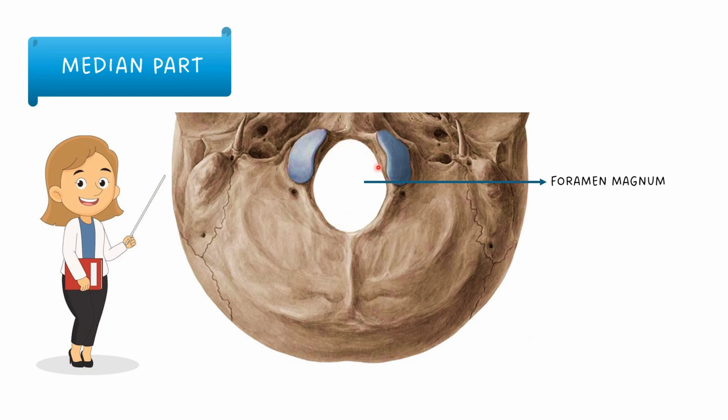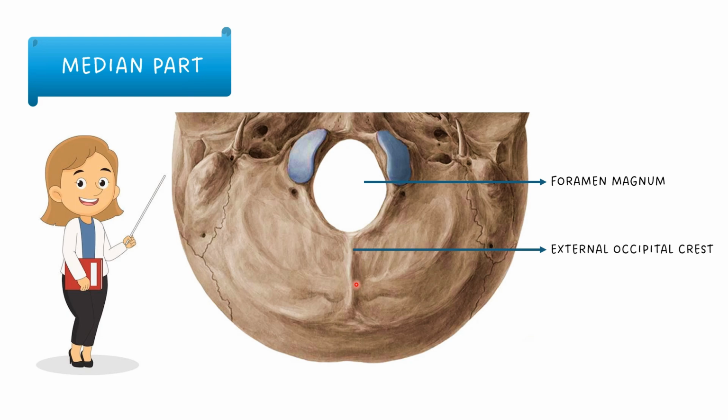The anterior atlanto-occipital membrane is attached to its anterior margin, and the posterior atlanto-occipital membrane is attached to its posterior margin. The lateral margins provide attachment to alar ligaments.